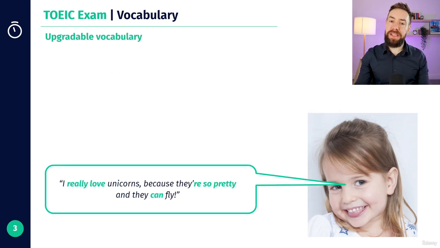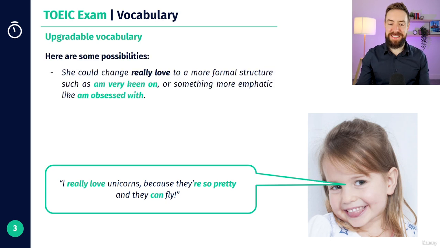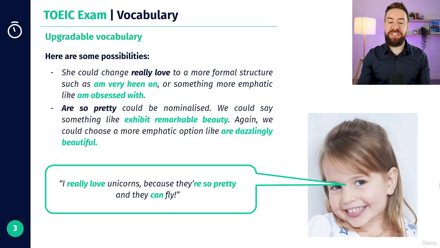So she said, I really love unicorns because they're so pretty and they can fly. So some possible answers, she could change really love to maybe a more formal structure like I'm very keen on or I am obsessed with. And so pretty could be nominalized. Remember, we've already talked about that. They could say that they exhibit remarkable beauty. Those unicorns exhibit remarkable beauty.